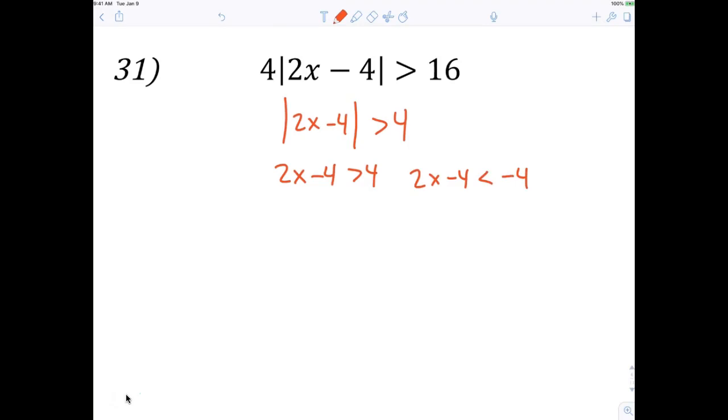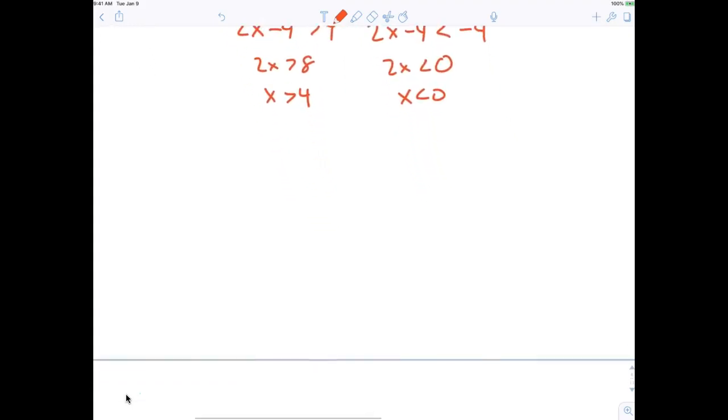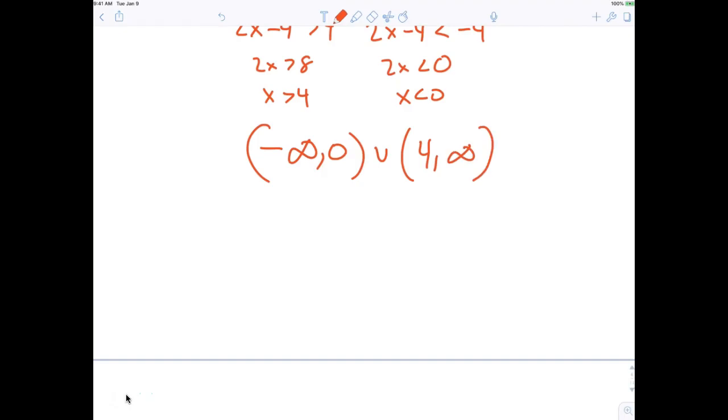We're happy with that? And so now 2x is greater than 8. x is greater than 4. 2x is less than 0. x is less than 0. So we're going in the same direction or opposite directions? Greater than 4, less than 0. Opposite directions. So we have from negative infinity to 0, union 4 to infinity.